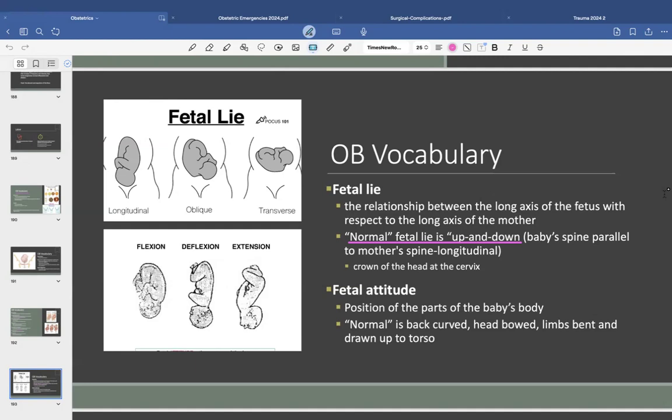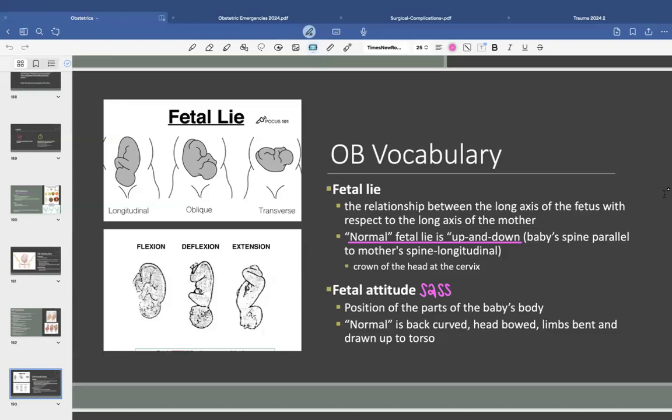That's what you want. Deflexion, which is the one in the middle, is when the baby's back is straight. And extension, you can see, is the face up. And you'll see why this is a problem when we look at the pelvis in a second, why certain positions won't quite work or are harder than others.